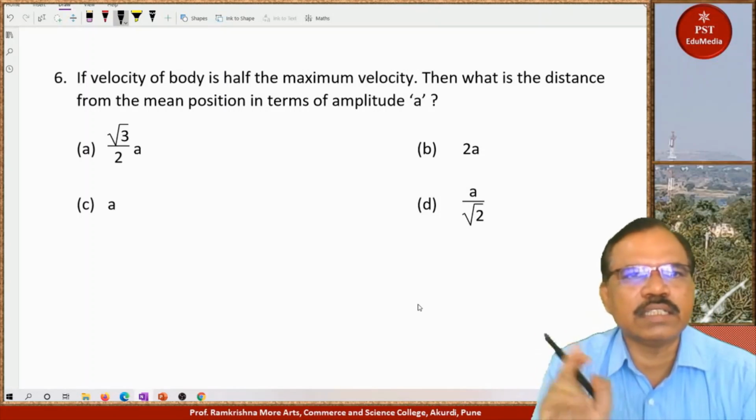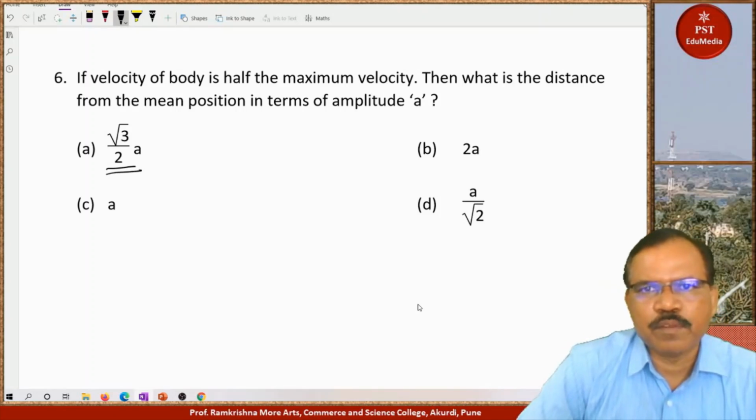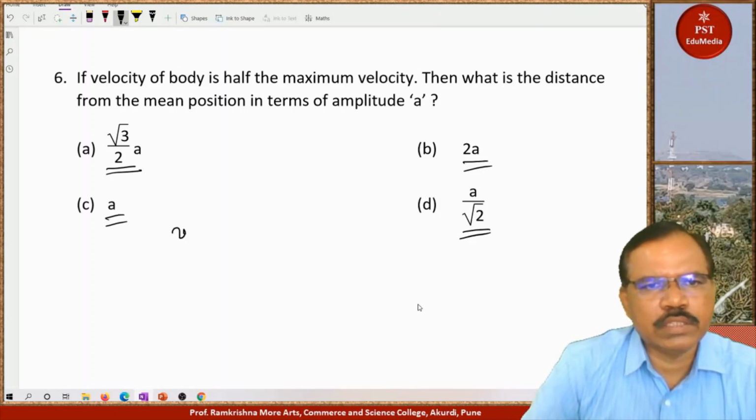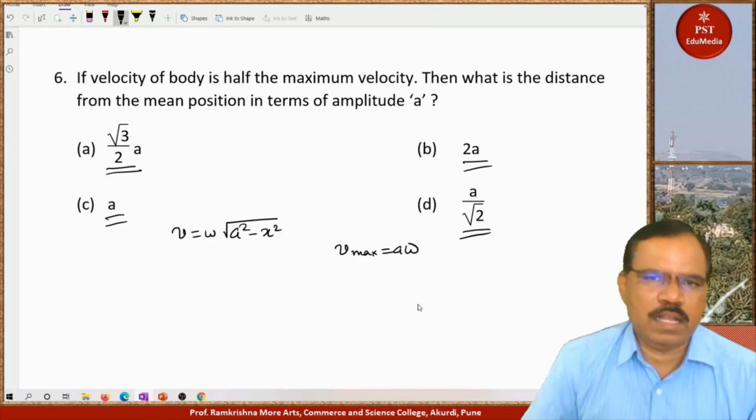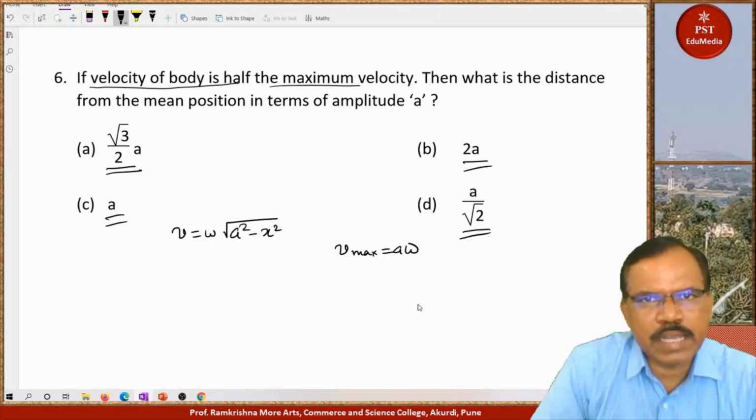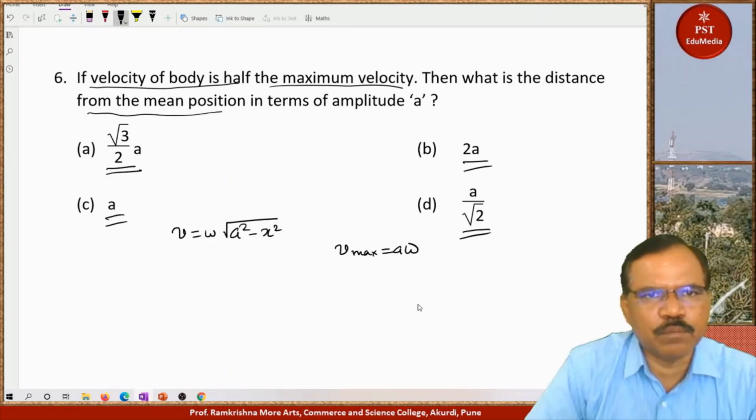Now next one. If velocity of a body is half the maximum velocity, then what is the distance from the equilibrium position in terms of amplitude a? Option a is root 3 by 2 a, b is 2a, c is a, d is a upon root 2. Now we know velocity is omega under root a square minus x square, and V max is equal to a omega. And what is given? Velocity of body is half the maximum velocity at a certain position. Then what is the distance from mean position?